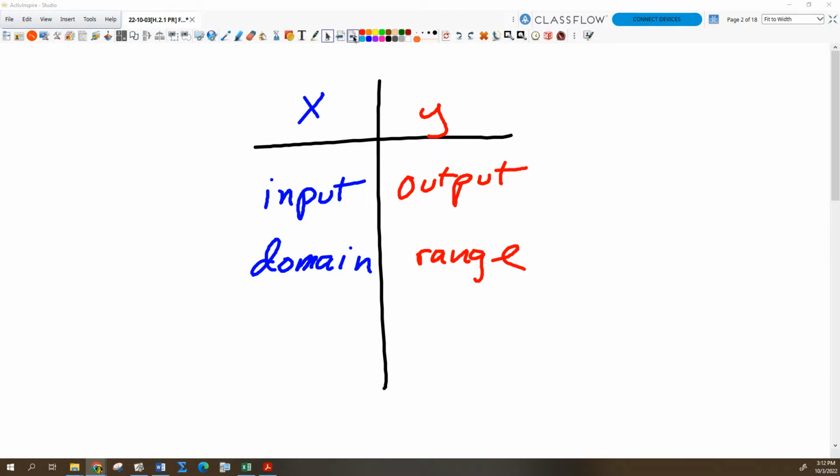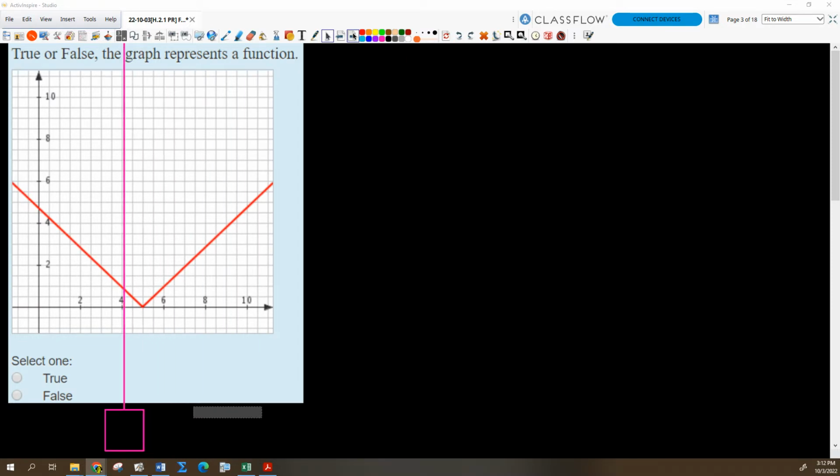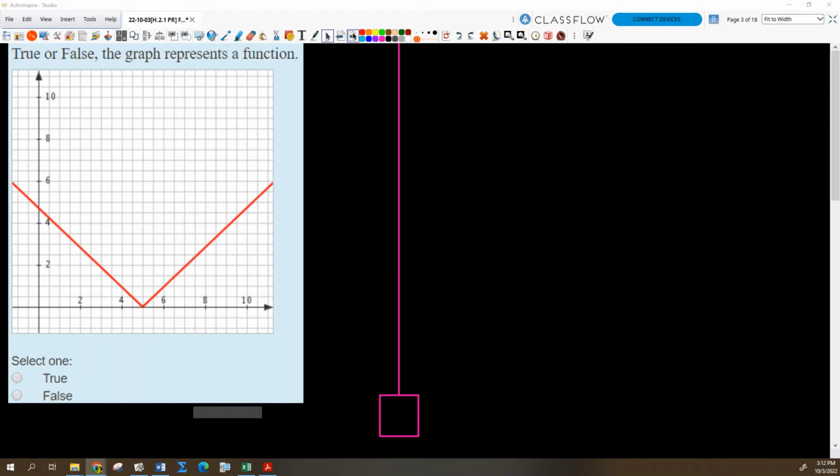X comes before Y alphabetically, I comes before O, D comes before R, right? Does that make sense? So we know all the stuff that comes first in the alphabet would be grouped together. All the stuff that comes later in the alphabet would be grouped together. And then we can see here, obviously, this is a function because it passes the vertical line test. This is not a function because it fails the vertical line test.